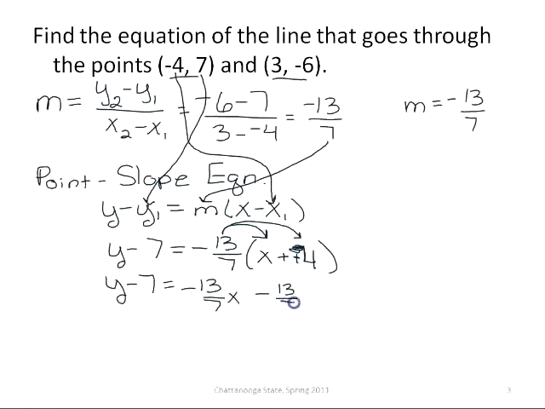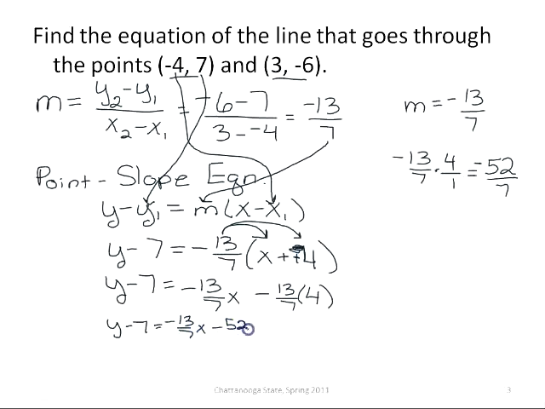So I'm going to have the -13/7 times the positive 4. So let me come over to the side and see what that is. -13/7 times 4 over 1. 13 times 4 is 52 over 7. And because we have a negative divided by a negative times a positive, our product will be negative. So I have y minus 7 equals negative 13/7 x minus 52 over 7.